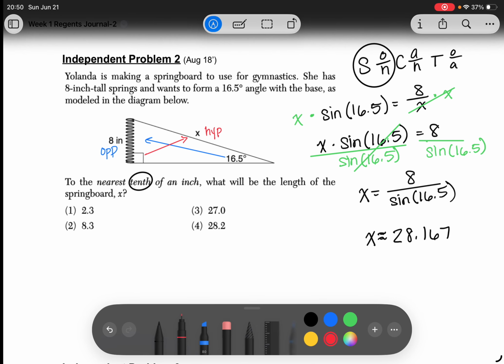So we want to find that value that's in the tenths place, which is the place value to the right of the decimal point, so the 1. Then we're going to look next door at the 6. Since the 6 is greater than 5, our 1 is going to end up changing to a 2. So x is actually going to be approximately 28.2. And then we just drop those other numbers. So our correct answer here would be answer choice 4.